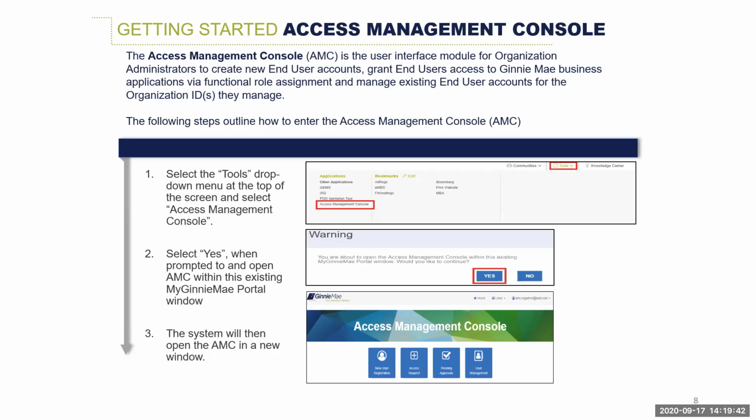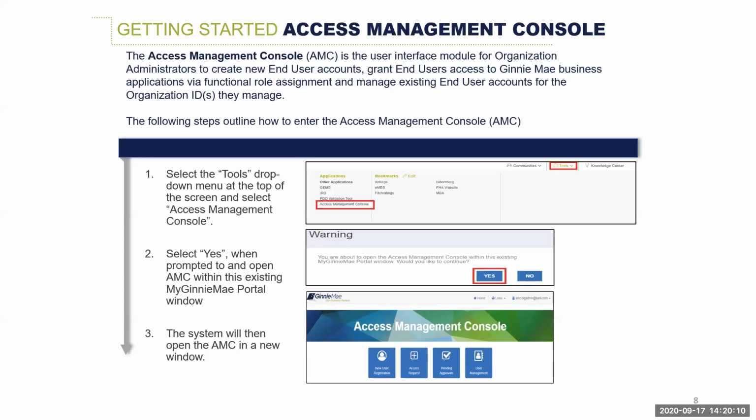So here's where all of the work gets done for our organization administrators and the responsibilities that we just covered. Once you've logged into the MyGinnieMae portal and you go to the top of the screen, there is what's called the Tools drop-down menu. When you select the Tools drop-down, it opens up a list of applications that you have access to. If you've been properly set up as an organization administrator, under Applications, you will see the Access Management Console. You'll select that application.